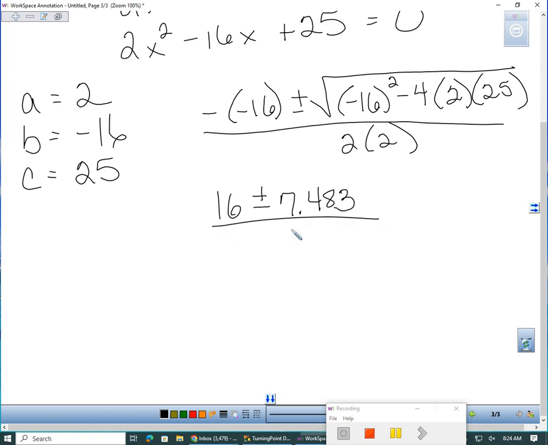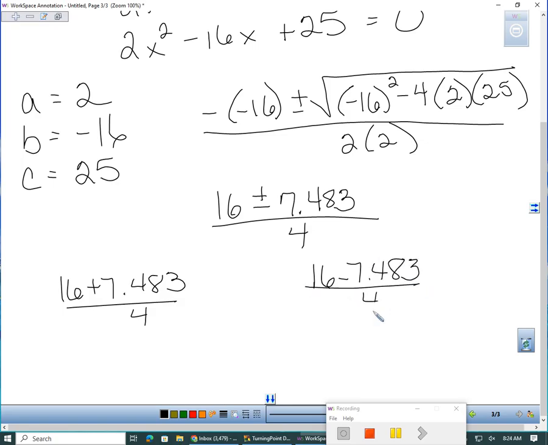Beautiful. Divided by 4, right? And again, we have two things here. We have 16 plus 7.483 divided by 4. And we have 16 minus 7.483 divided by 4. First one, make sure everybody can put these in your calculator, okay? Remember that after you put in 16 plus 7.483, you have to hit enter before you divide by 4. Or you have to put parentheses around the whole top, because your calculator is not as smart as you are. If you don't, you're only dividing the 7 by 4, not the whole top. Okay?